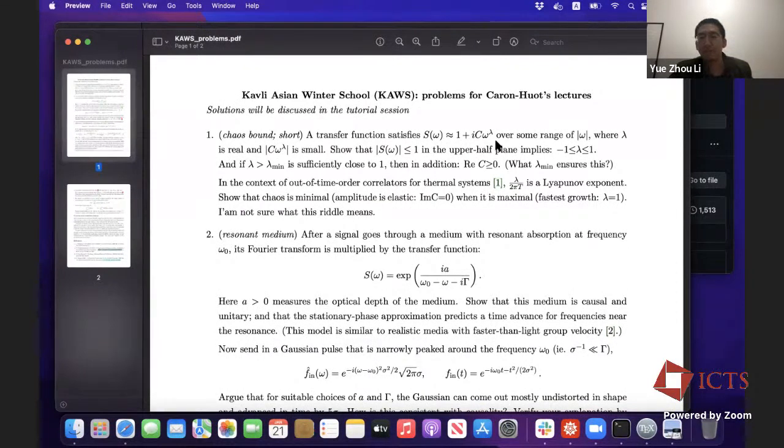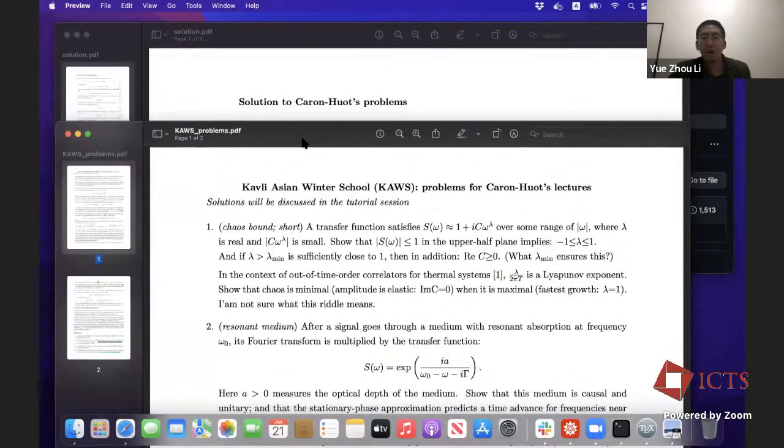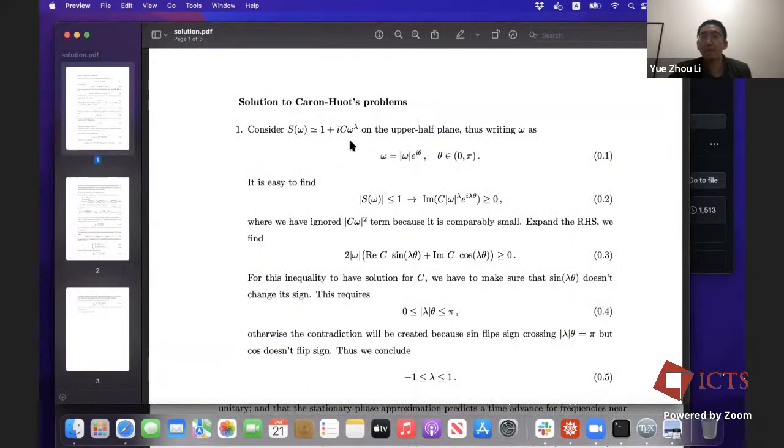We consider this transfer function over some range of omega, the energy. The idea is that we use the unitarity condition to show that the exponent lambda is actually bounded. This is related to the chaos bound. To show this, first we write this formula, and we analytically continue omega, which is energy, to the complex plane, basically the upper half plane. The way I chose to do it is to write omega in terms of the absolute value of omega times an angle.